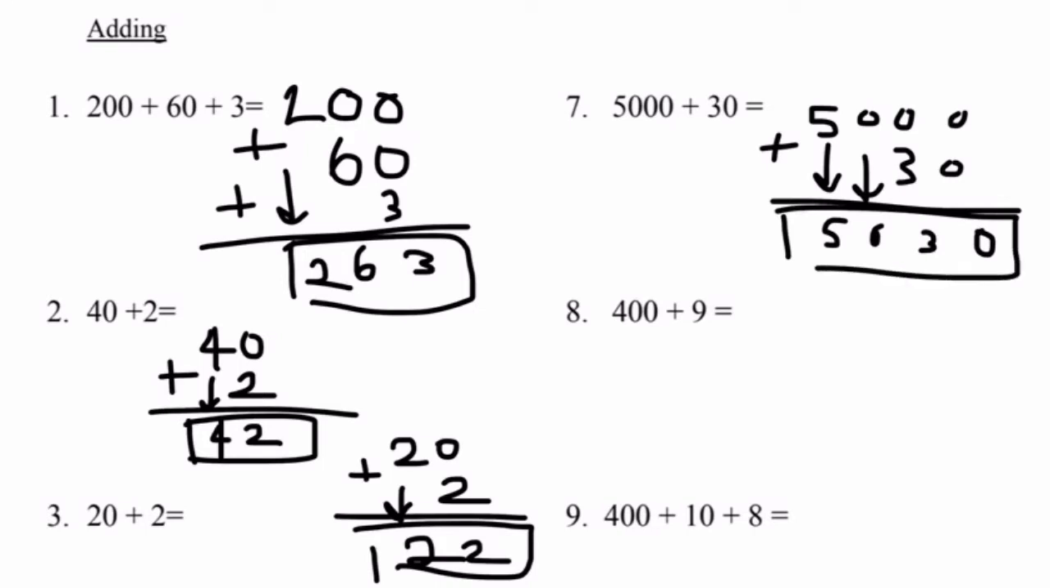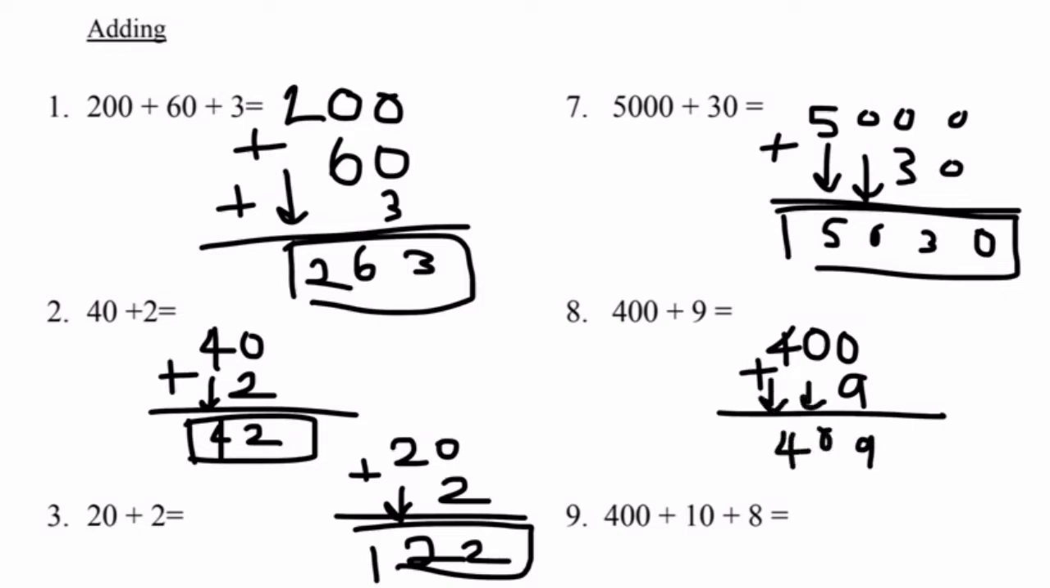Number 8, 400 plus 9. I'm going to align the numbers vertically, 400 on top, 9 at the bottom. 9 plus 0 equals 9. We bring down the 0, we bring down the 4. Our final answer for 400 plus 9 should equal 409.